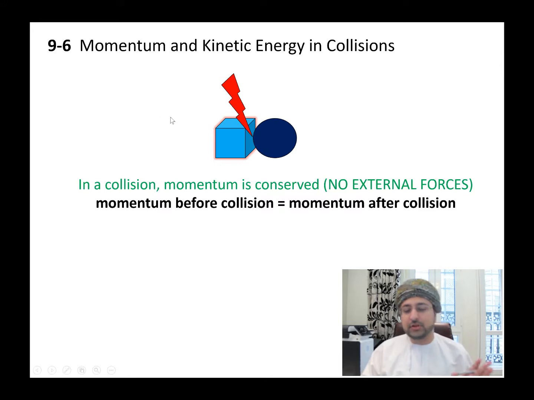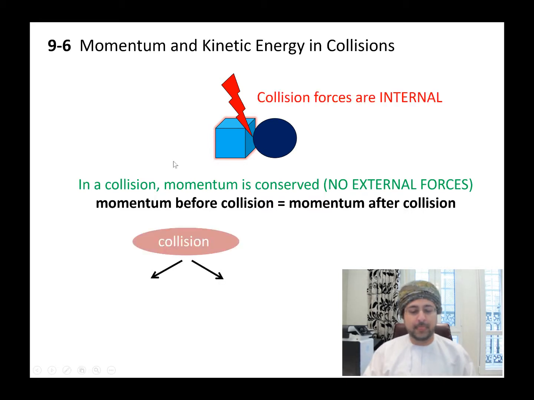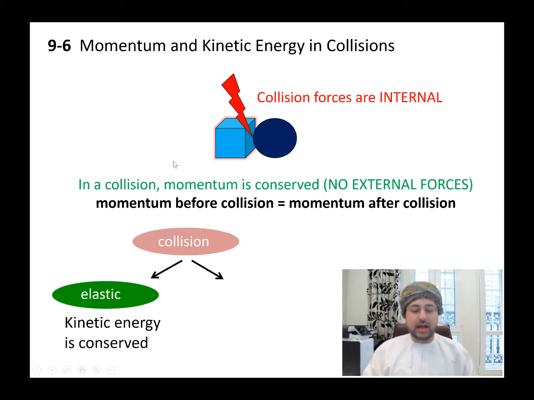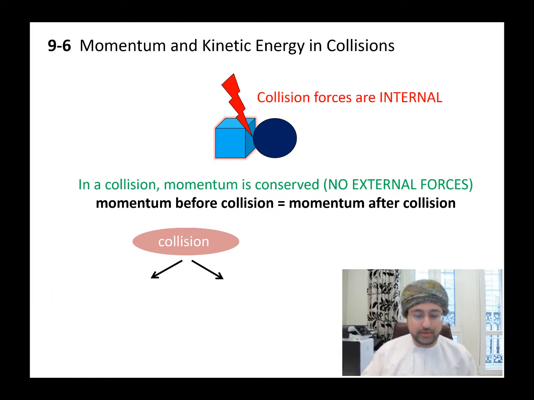Well, first thing first, we know that momentum is conserved because this is an isolated system. There are no external forces. This thing was moving, this thing was moving. We don't care how they started moving, they're both moving. And then when they hit each other, this is an internal force. After collision, we have three options before we discuss these.